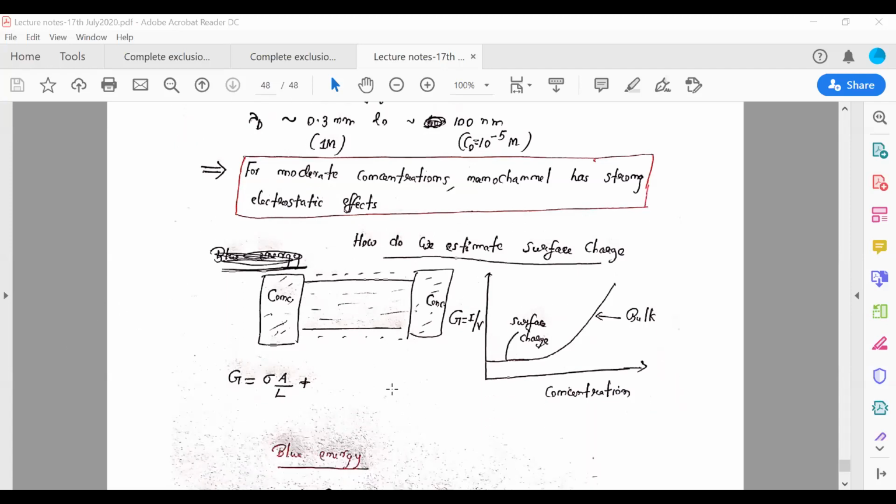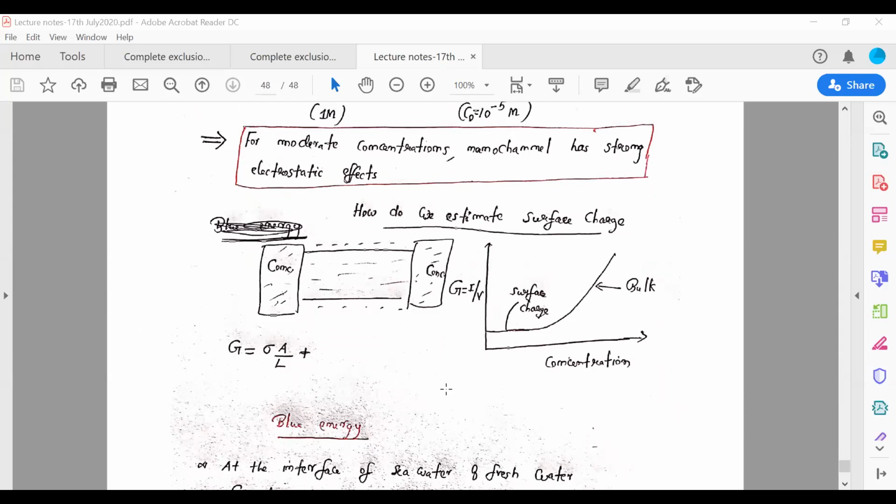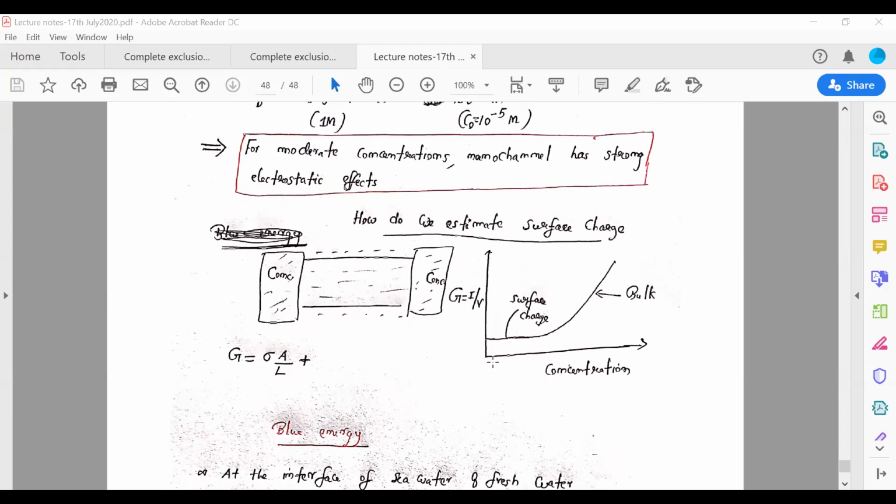So now if I just give you the plot, the conductance versus concentration curve, you might ask, how do you estimate the surface charge? So typically, how is it done? I mentioned that if you have higher concentration, you don't see surface charge because it is screened. So you have to really go down to the low concentration so that you can see surface charge.